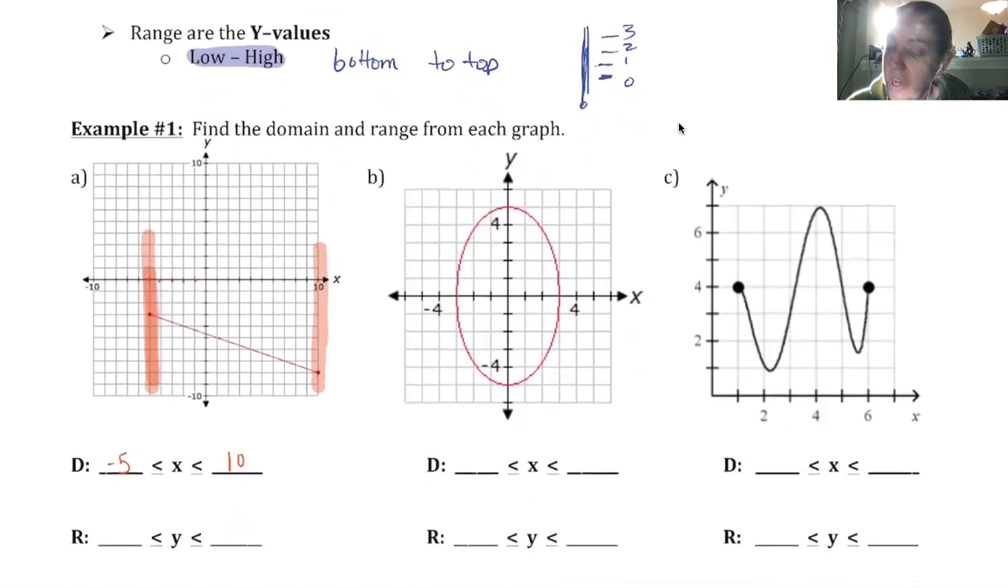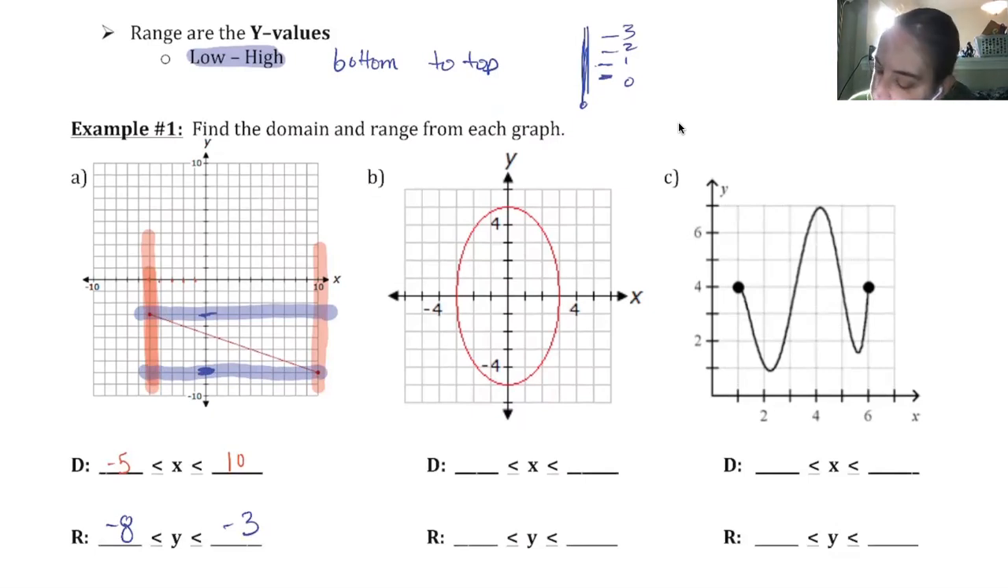Now my range, those are the y values. So we want to do bottom to top. So the bottom, see how that's a filled in circle, is all the way down here. And then the top is all the way here. So you want to look at those on your y-axis. The lowest y value we have is down here. That's a -8. And the highest y value is a -3. So -8 to -3. All right, let's keep going.